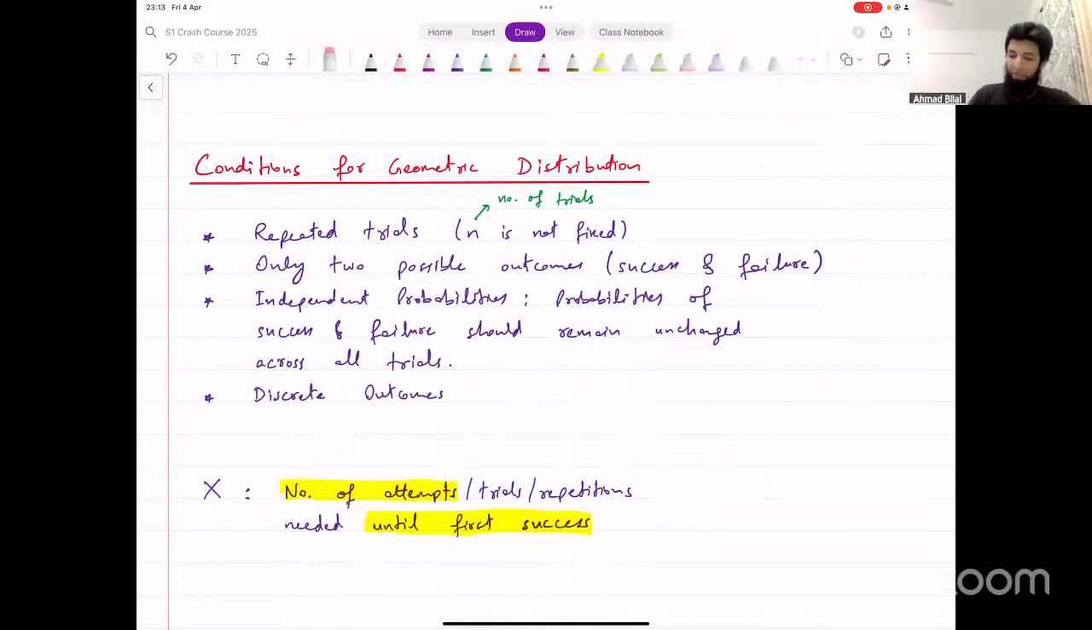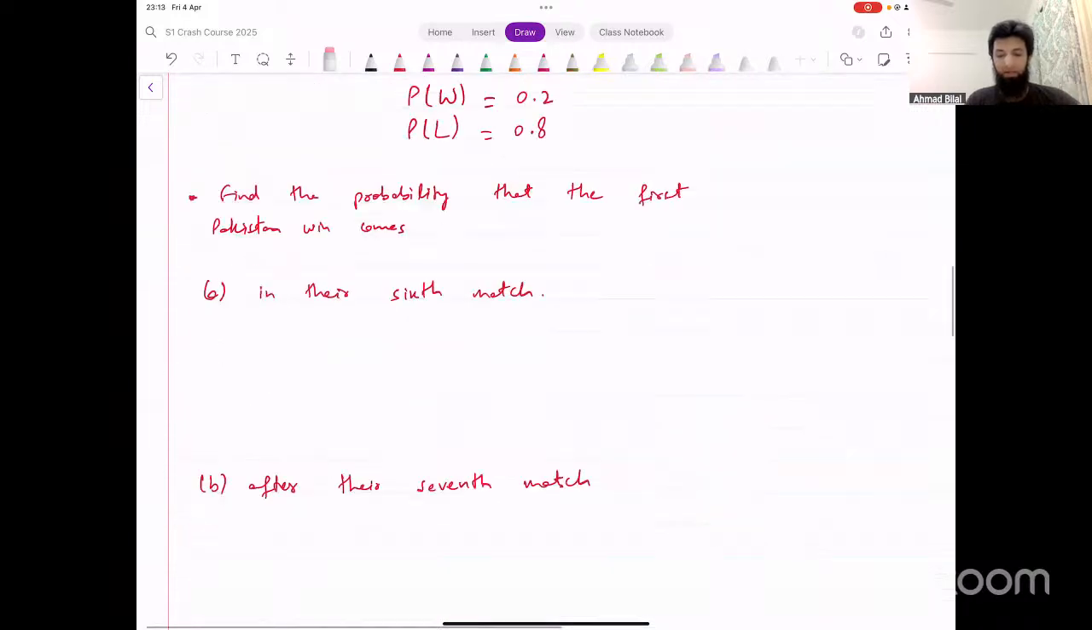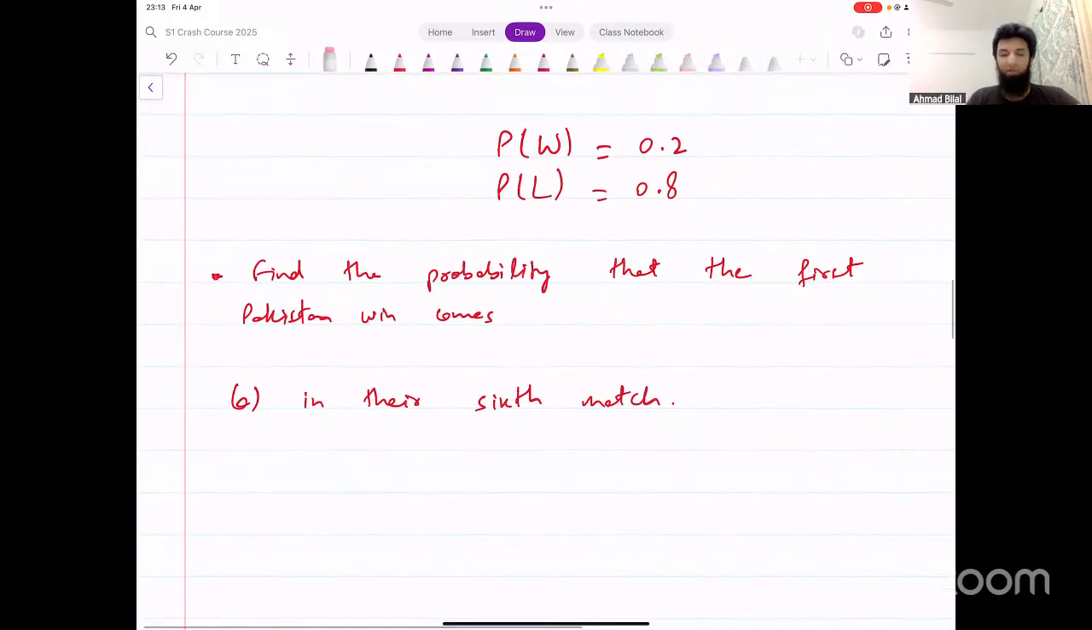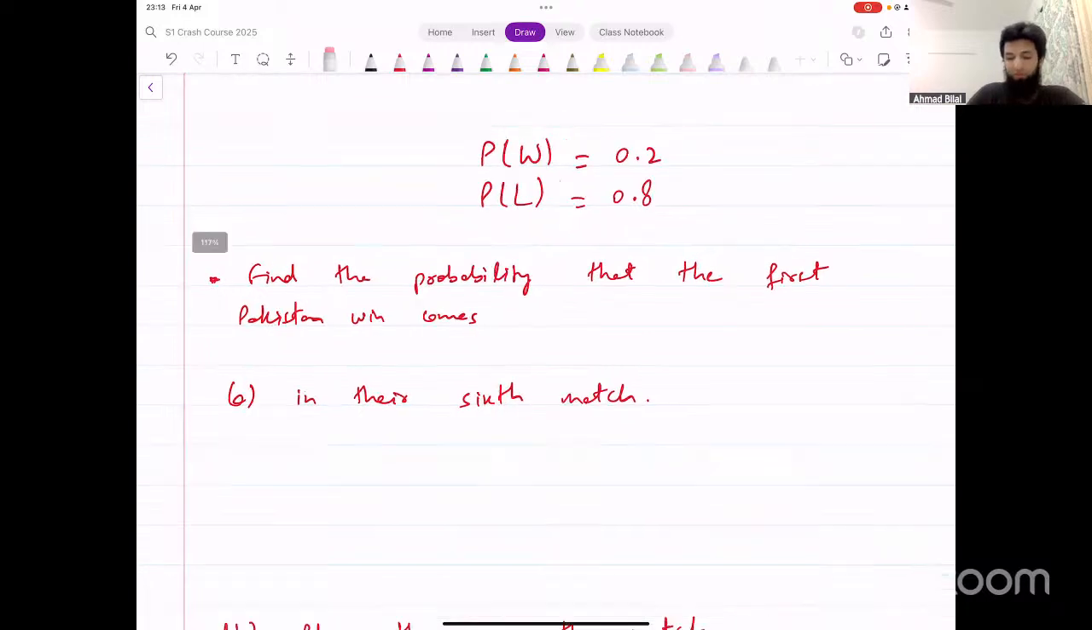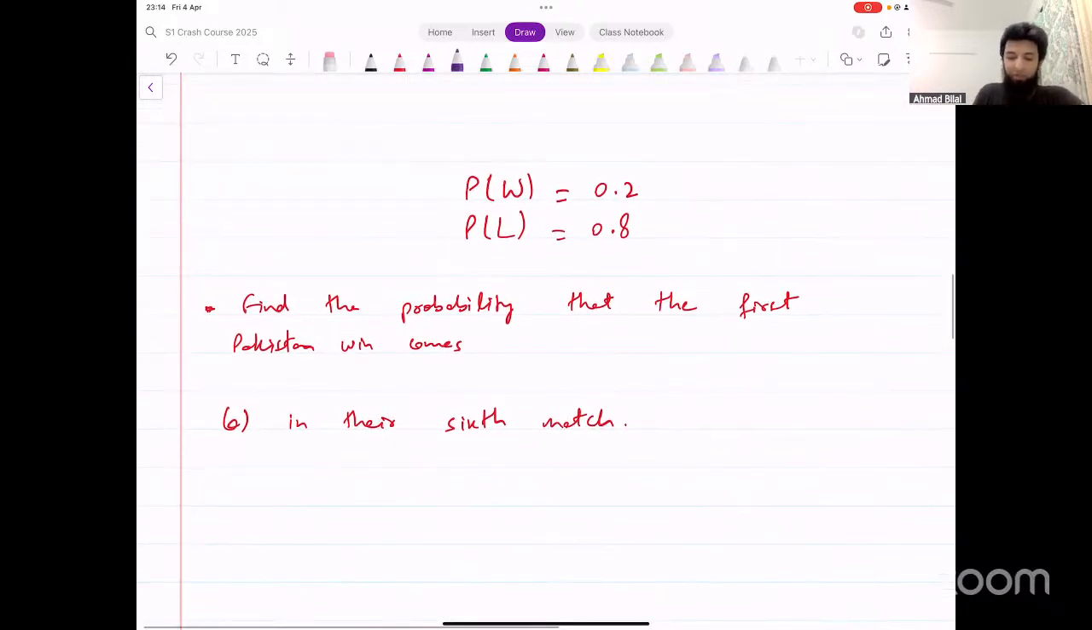Okay. Now let's do some examples of this. So we've got that same scenario. We've got the probability of winning 0.2, probability of losing any particular match, that's 0.8. We need to find the probability that the first Pakistan win comes in their 6th match. Okay, we've done this before. So probability of getting their first win in their 6th match, what's the formula? The formula for a geometric distribution looks like this. It's q raised to power r minus 1 times p. Okay, let's input values in that. We want the first success in the 6th attempt. So x equals 6. We want to find the probability for this.